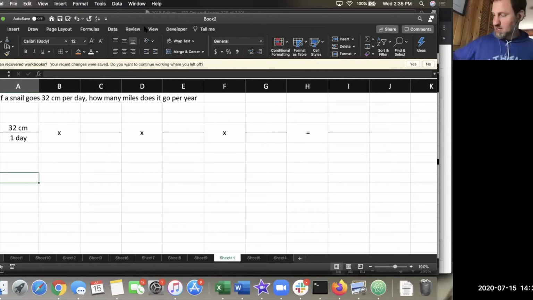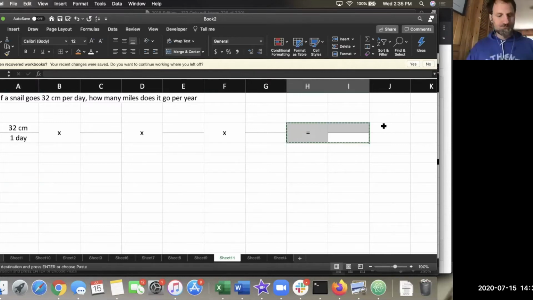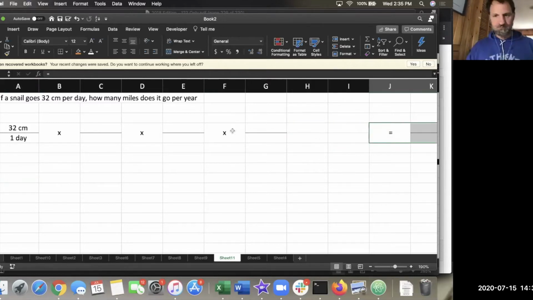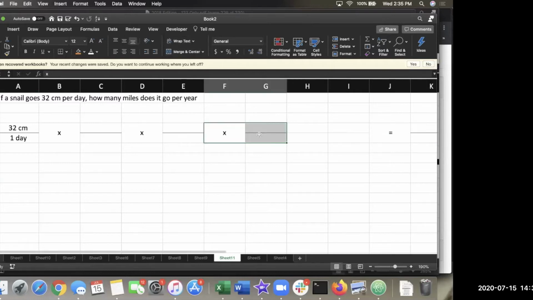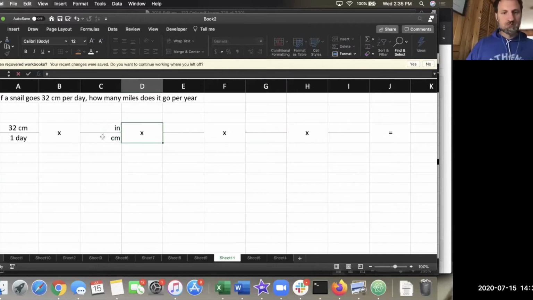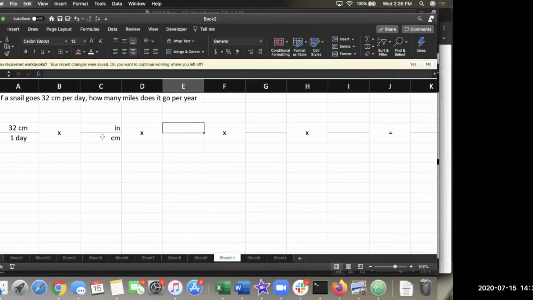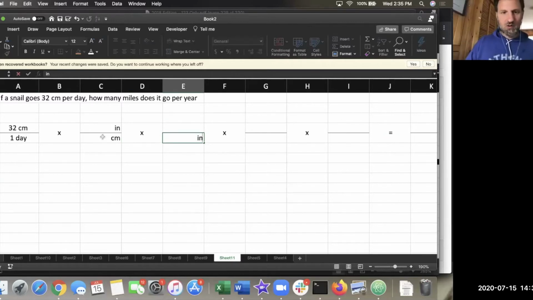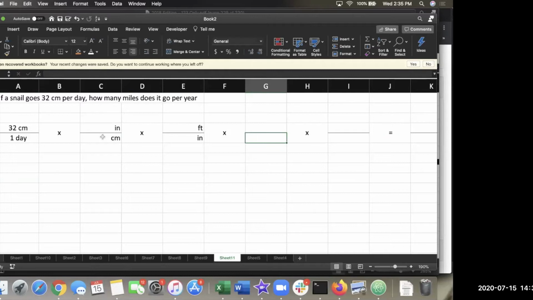Anybody want to take a stab at filling out these fractions? I don't know if I have enough, by the way. It might turn out that I need more. I was going to say turn the centimeters into inches. Okay, so go centimeters, inches. Okay, what else? Inches to feet, okay, right. Feet to yards, and then yards to miles.